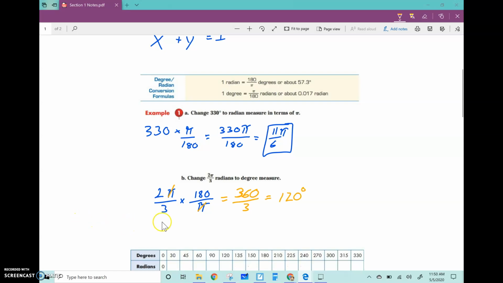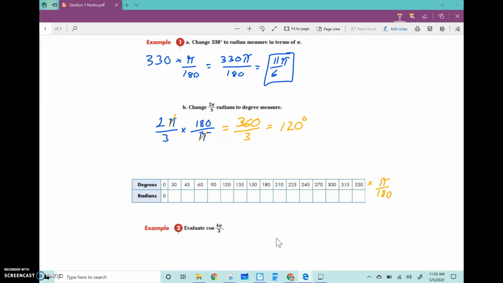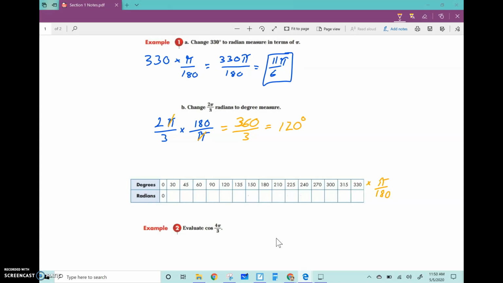All right. With this chart, I'll have the chart fully filled out for you in your Google Classroom. A couple things to notice is they're taking all of these degree measures right here and multiplying it by pi over 180. So if you take these different degree measures from 0 all the way up to 330, and you pick a degree and convert it to a radian measure, you'll end up with all your different radian measures here. So I'll have this chart completed on your Google Classroom.